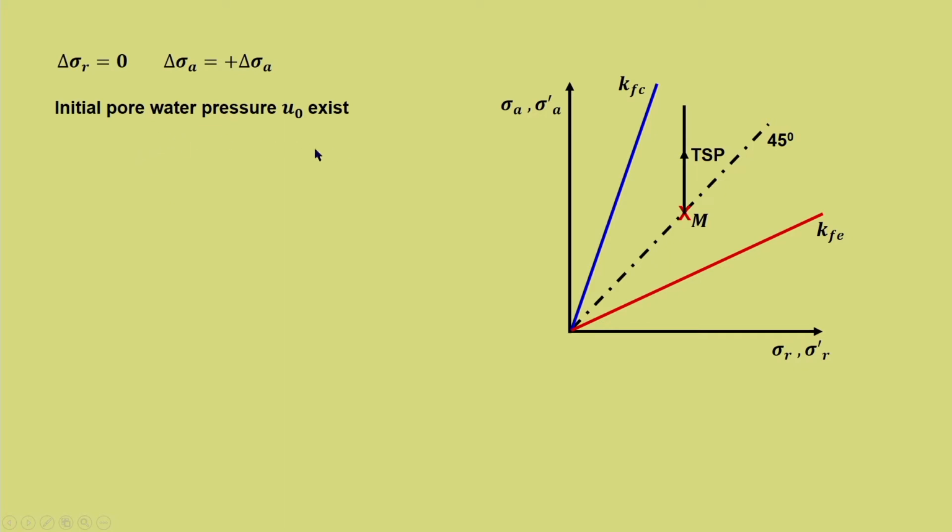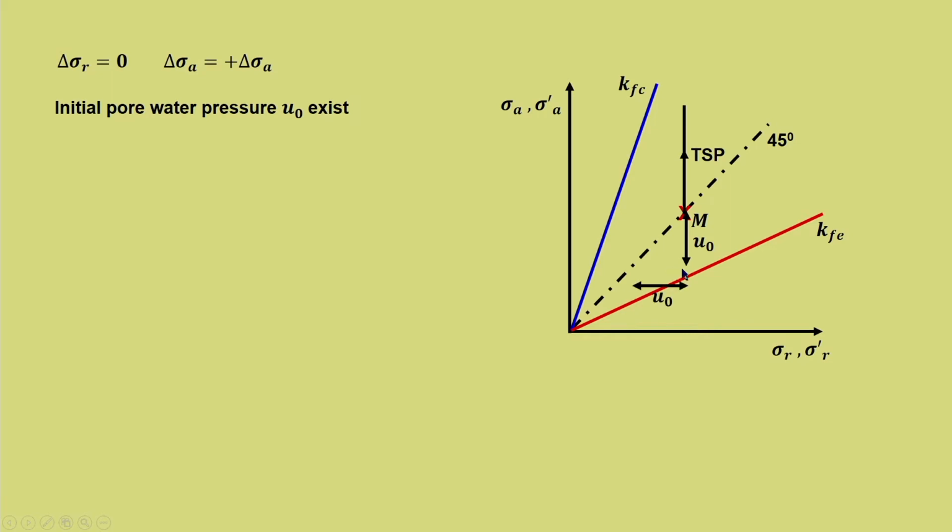Now, let us say that for this particular condition initial pore water pressure u naught exists. What is the implication of this statement? It means that the total stress path and the effective stress path will not start at the same point. So, there will be a difference of u naught, and that remains isotropic. So, the point M will get shifted to M dash for effective stress path. That is why it is called M dash, for effective stress path.